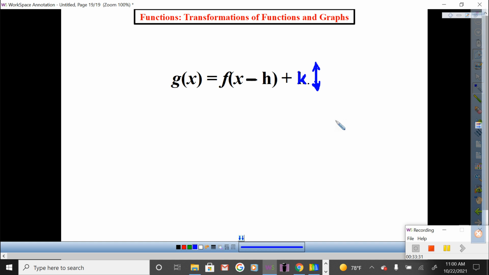With that said, parameter h. Where does parameter h move our original function? Tell your neighbor, please. Where does it move it?